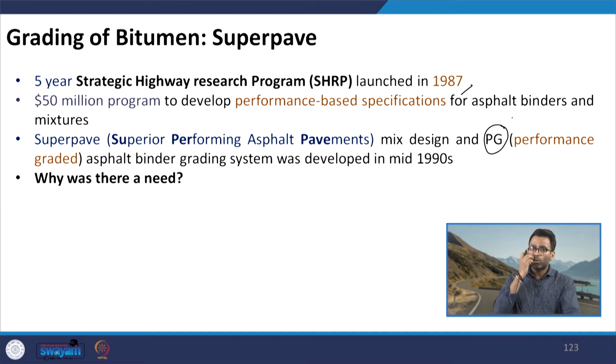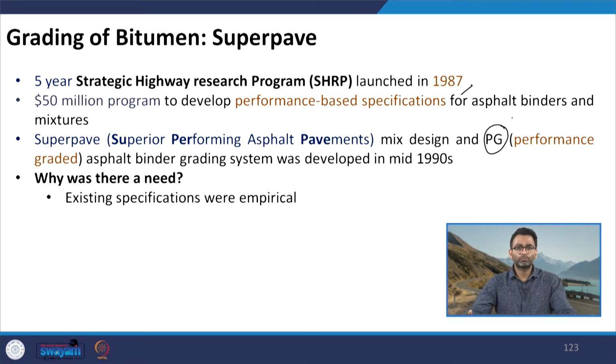Now, the important question is why was there a need to develop the Superpave grading system? What were the issues in the viscosity graded system due to which the researchers started working towards another grading system, which is the Superpave grading system? One of the main reasons was that the existing specifications were mostly empirical in nature. Most of the consistency tests which were required to be done on bitumen to classify them, to assess the consistency or the behavior, were empirical in nature.